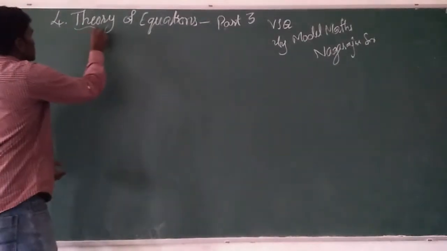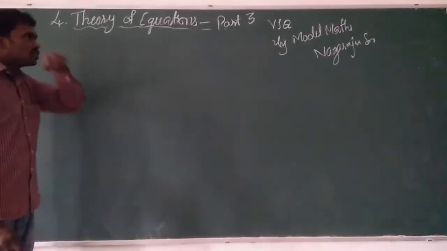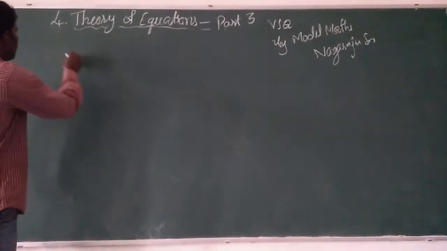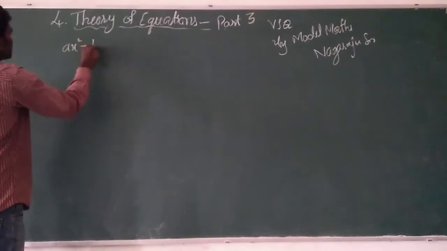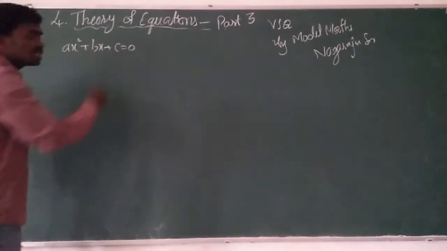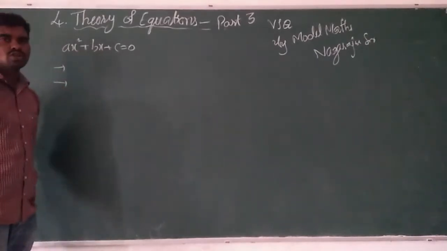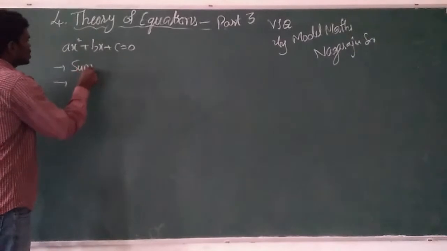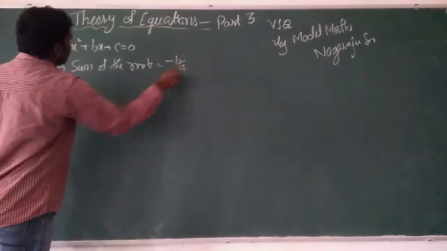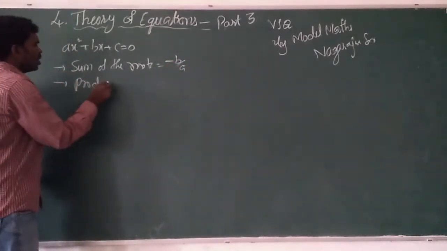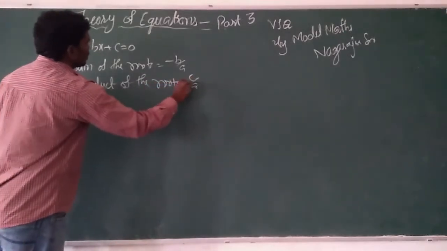In this theory of equations, I already gave some basic information in part 1. So now in these very short questions, we need some more information. Suppose ax square plus bx plus c is equal to 0. This is a quadratic equation we know very well. The sum of the roots and the product of the roots, two conditions we can write. Sum of the roots is minus b by a, and the product of the roots is c by a.